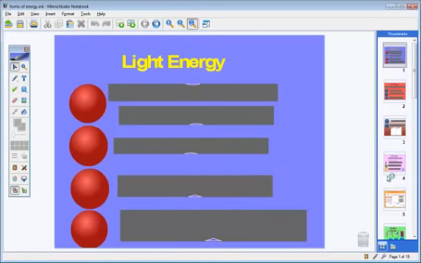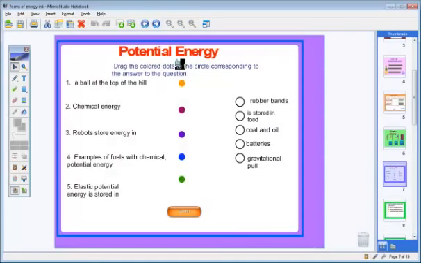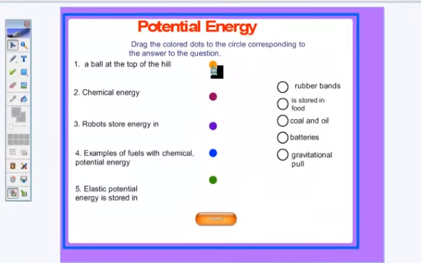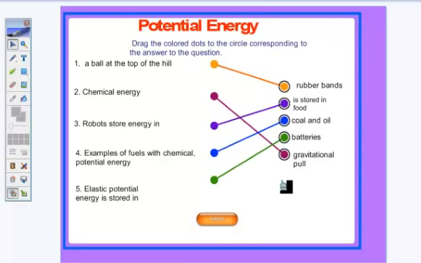Now, she has a lot of stuff going on here in her lesson, but our question deals with page 7 here, where she has this amazing template dedicated to the discussion of potential energy. In this particular activity, the students drag the colored dots to the circle corresponding to the answer to the question. So it's sort of like a matching game where the kids come on up and take the Mimio stylus and connect these dots here with the dots on the right hand side. So obviously we have these definitions and the words that would go with them.